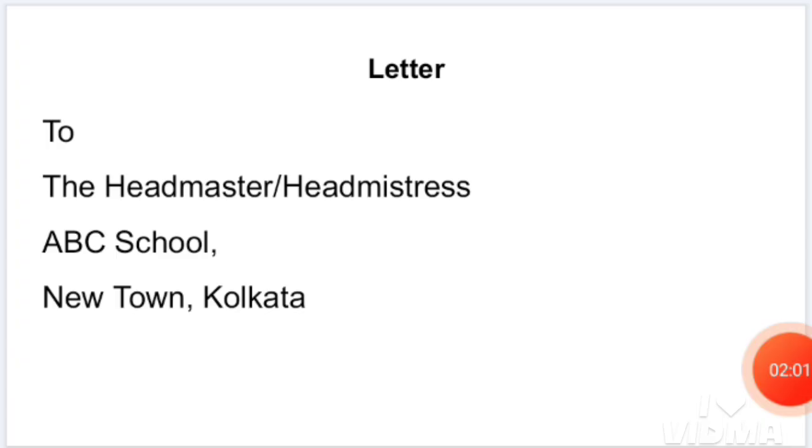Now, we shall go to the subject. This is the subject of the letter. The subject is written in this way: Request for more variety of books available in the library. The subject should be in a precise form and in a formal form, and it should be written in this way.